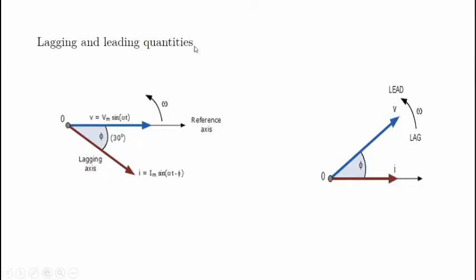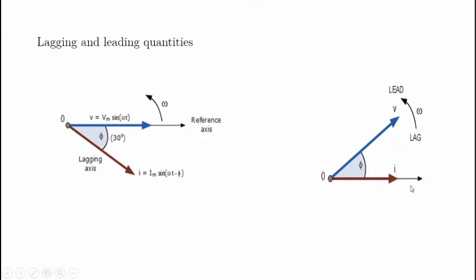Now for lagging and leading quantities, you have the phasor diagram here. We consider the reference axis for the first figure. We consider the voltage V as the reference. If V is the voltage reference value, and if we consider the direction of rotation to be counterclockwise, the current I is equal to Im sin (omega t minus phi), because the current lags the voltage. You are rotating in this manner, so you have the current lagging the voltage by an angle phi. Here phi is equal to 30 degrees. So this is the lagging condition.